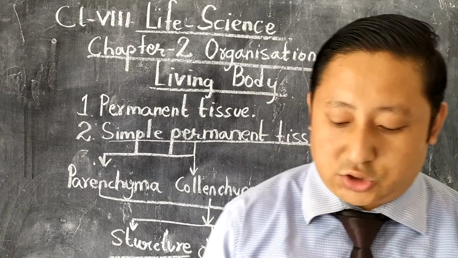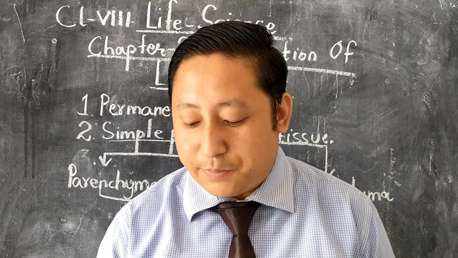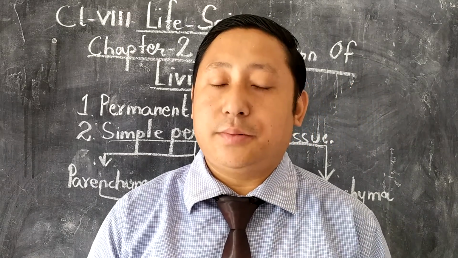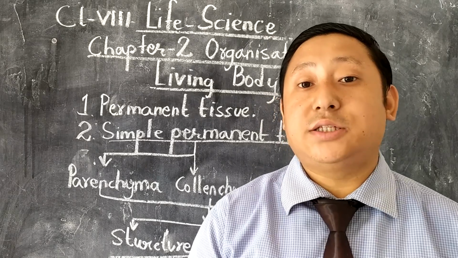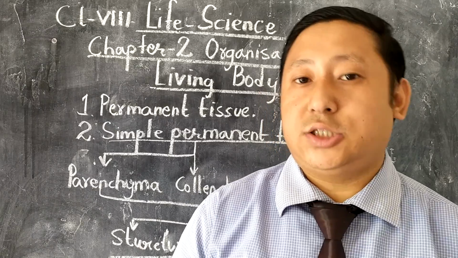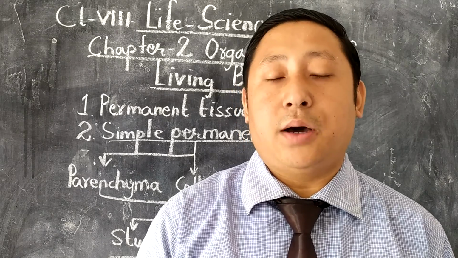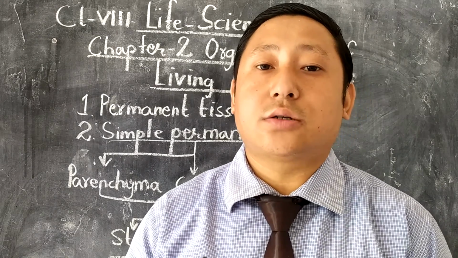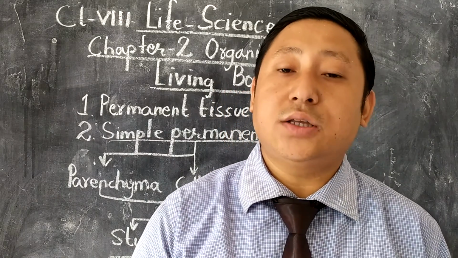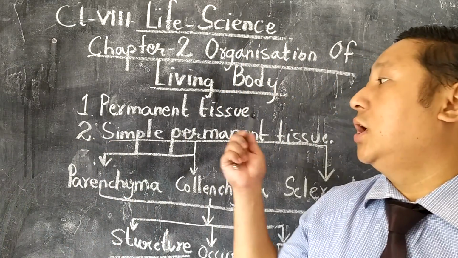Now, what is a permanent tissue? It is a plant tissue. The tissue which is completely developed and has lost the ability to divide is called a permanent tissue. Once more: permanent tissue means the tissue which has completely developed and has lost the ability to divide. That is the definition of the permanent tissue.